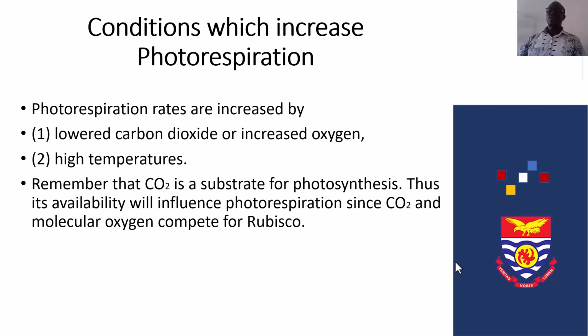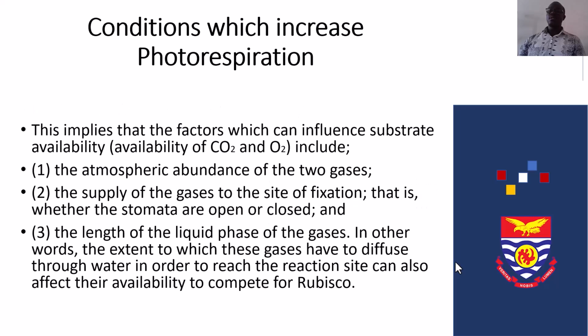and high temperatures. So remember that carbon dioxide is a substrate for photosynthesis. Thus, its availability will influence photorespiration since carbon dioxide and molecular oxygen compete for Rubisco. This simply implies that the factors which can influence substrate availability, thus carbon dioxide and oxygen, include the atmospheric abundance of the two gases, the supply of the gases to the site of fixation, that is, whether the stomata are opened or closed, and the length of the liquid phase of the gases.